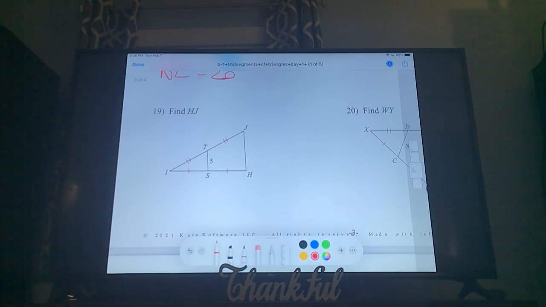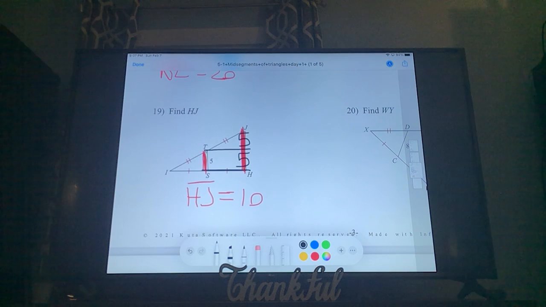Find HJ. Here's HJ. What's parallel? That's important. It's going to be TS. Is TS smaller or bigger than HJ? Are we going to be multiplying by 2 or dividing by 2? HJ is the bigger one, so line segment HJ is 10. If you draw a line, that's about half that line segment, so you know this half is 5. If we talk about midpoints, then this half has to be 5, so the whole thing is 10.